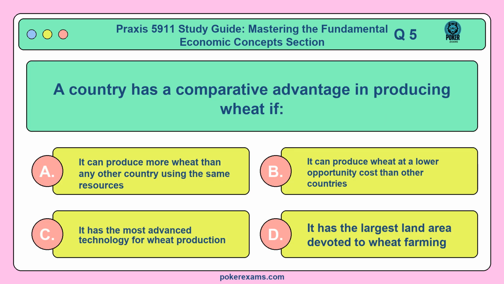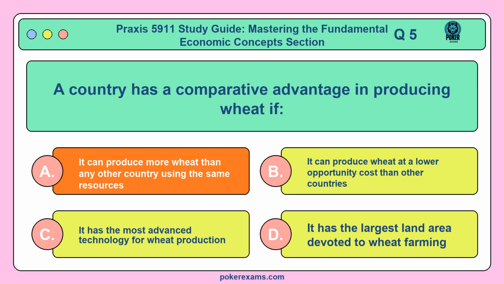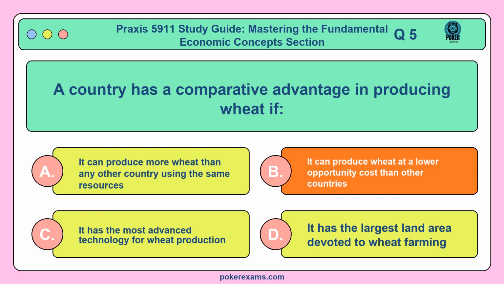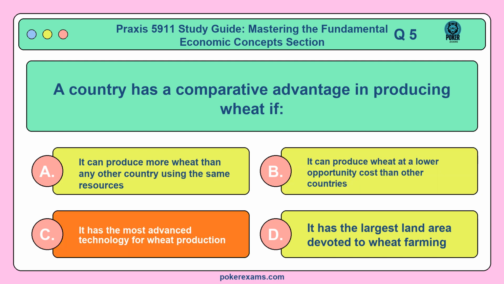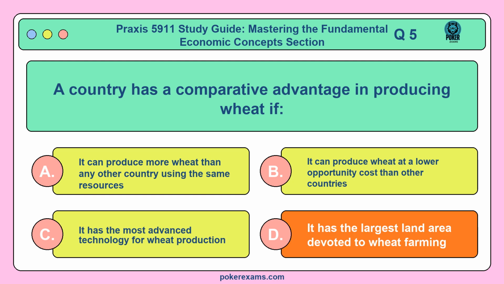Question 5. A country has a comparative advantage in producing wheat if, is it? Option A. It can produce more wheat than any other country using the same resources. B. It can produce wheat at a lower opportunity cost than other countries. C. It has the most advanced technology for wheat production. Or D. It has the largest land area devoted to wheat farming.